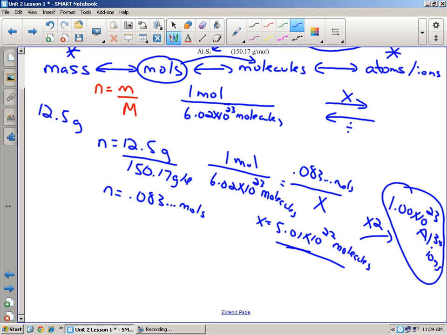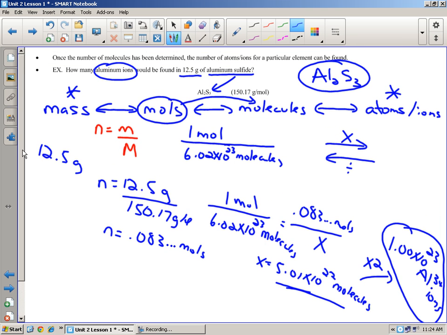Okay? Some people ask me, what about the sulfurs? Well, the question wasn't about sulfur. It was about aluminum ions. How would you figure out how many sulfurs? Is there still sulfurs in there? Sure there is. What would I do at the end there? Times by 3, right? Because I need 3 sulfurs for every one of these molecules. So, yes, we can find the sulfurs, or sulfides, I guess, ions, if we want to, but that's not the question. It says how many aluminum ions, right here. So I don't care in this particular case about the sulfurs, okay?